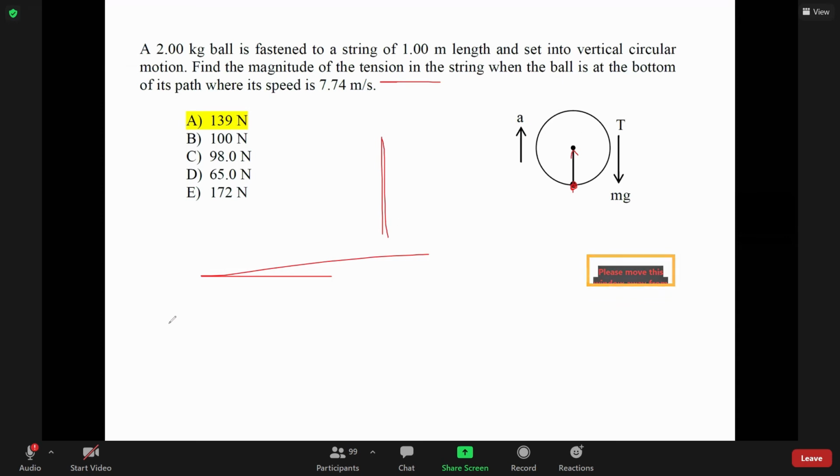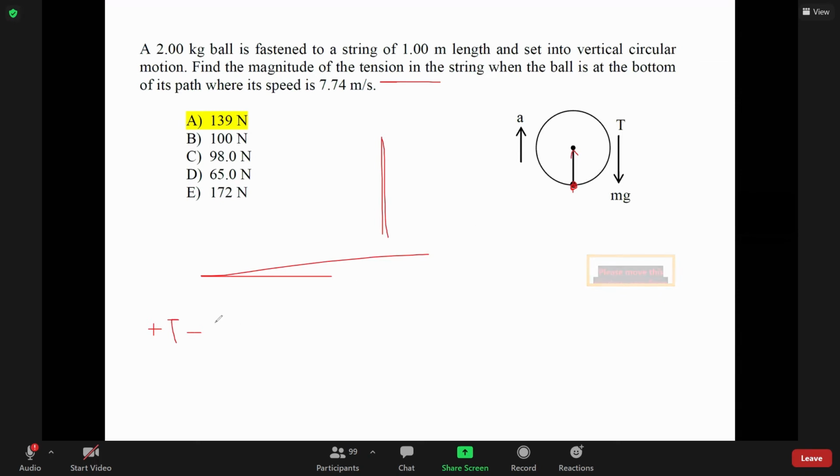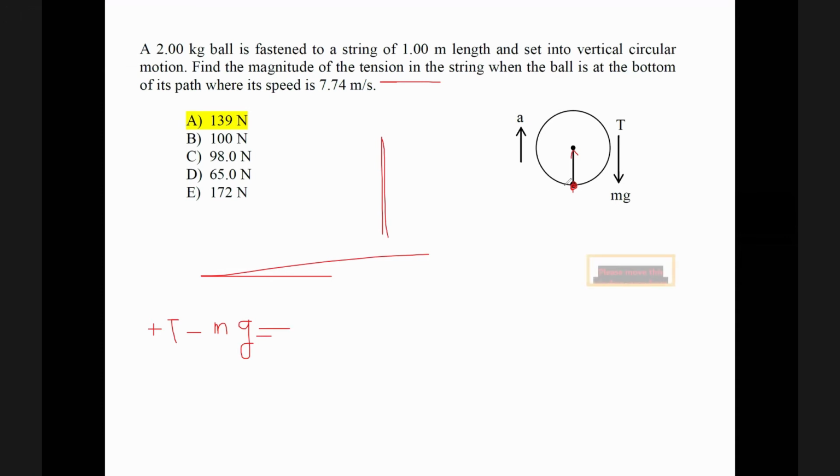So how does the equation look? Plus T, at the bottom, minus mg. And what is the direction of the acceleration? Should it be positive or negative? When he's at the bottom, positive. So it is m v squared over r. So what's the answer now? T is equal to mg plus m v squared over r. Now what's the m? 2 kilogram. The g is 9.8.